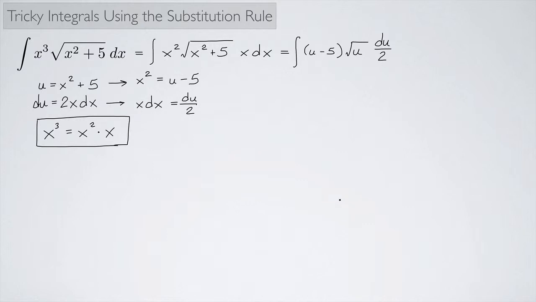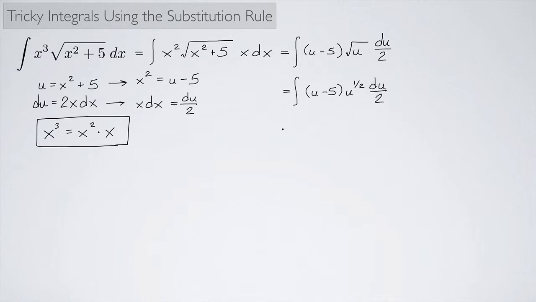And that now is an integral I know how to do. So let me rewrite it in a better way here. This u square rooted, that's u to the 1/2. So this is u minus 5, u to the 1/2, and then I have du over 2.